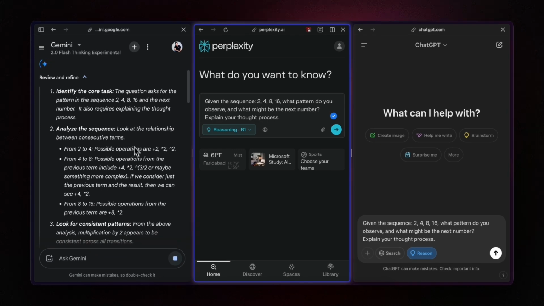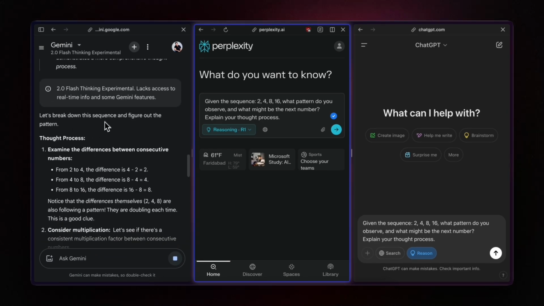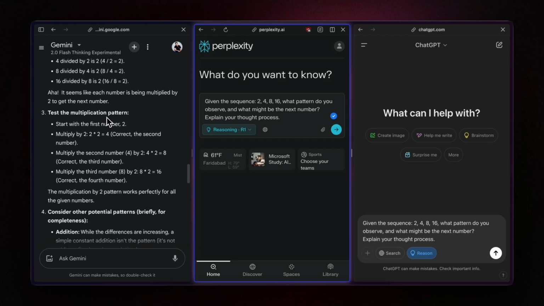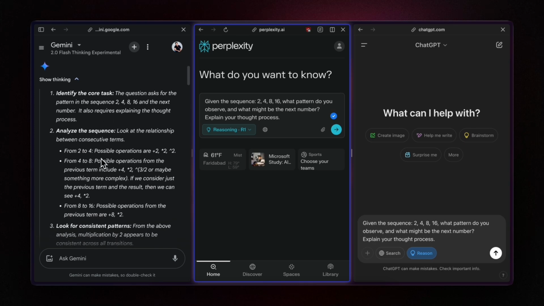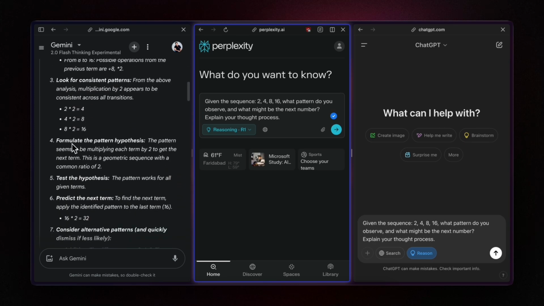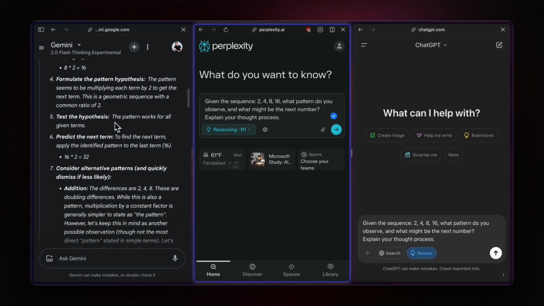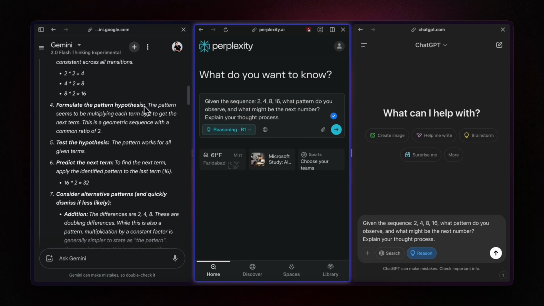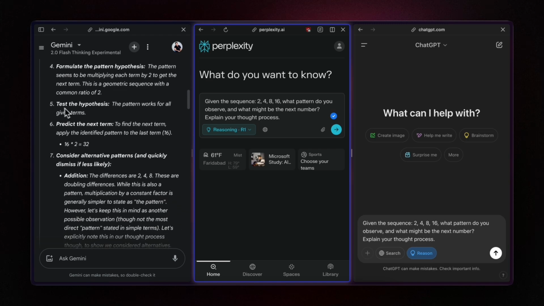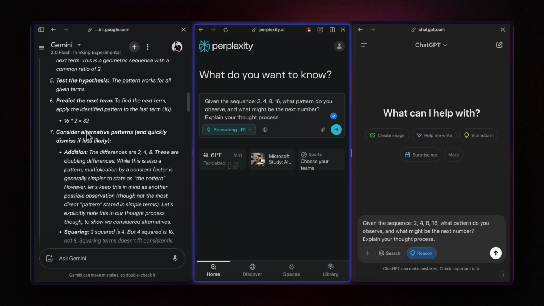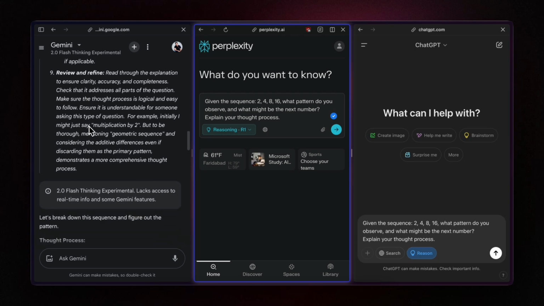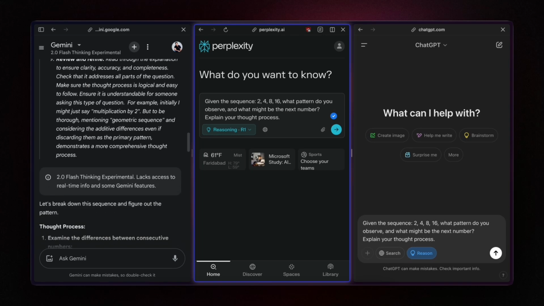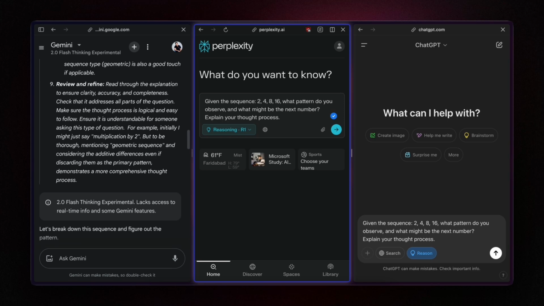So it's identifying the core task, analyzing the sequence. Oh, it already has done. So we didn't even get a chance to look at the thought process. Okay, so it's analyzed and it's looking for patterns and looking for formulas. It has formed a hypothesis that the pattern seems to be multiplying each term by 2, and it's testing the hypothesis first and then trying to predict the next term, and it's doing a lot of review and refinement before it gives us an answer.